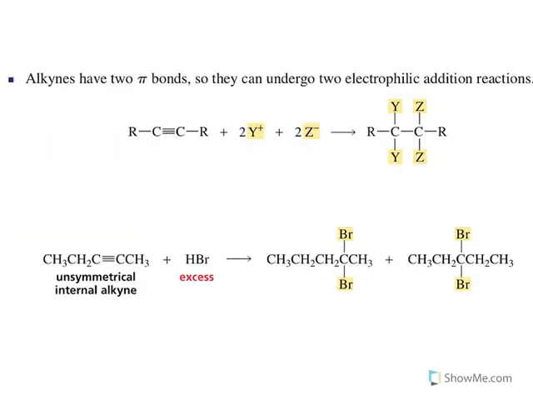Okay, next one. Now alkynes, let us see about alkynes. Alkynes have two pi bonds, so they can undergo two electrophilic addition reactions. See, two pi bonds are there, so both of them will get substituted and you will get these two things.